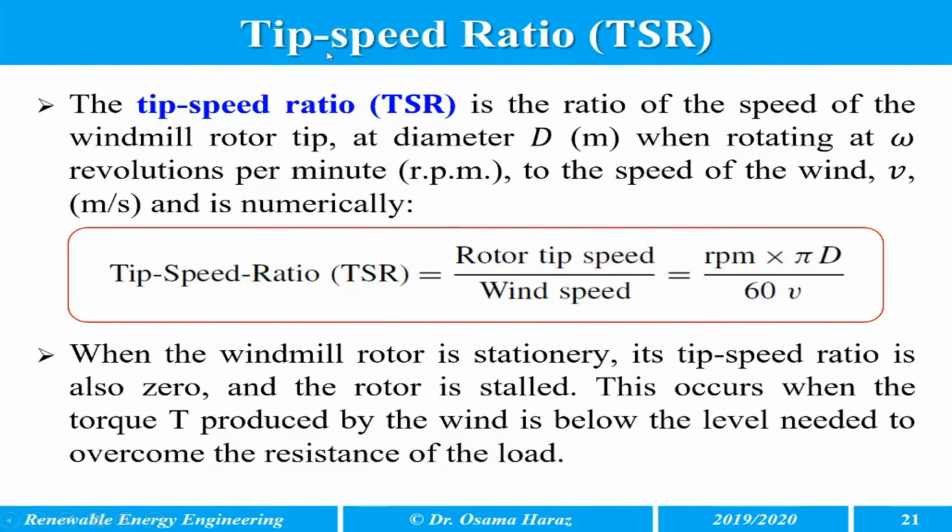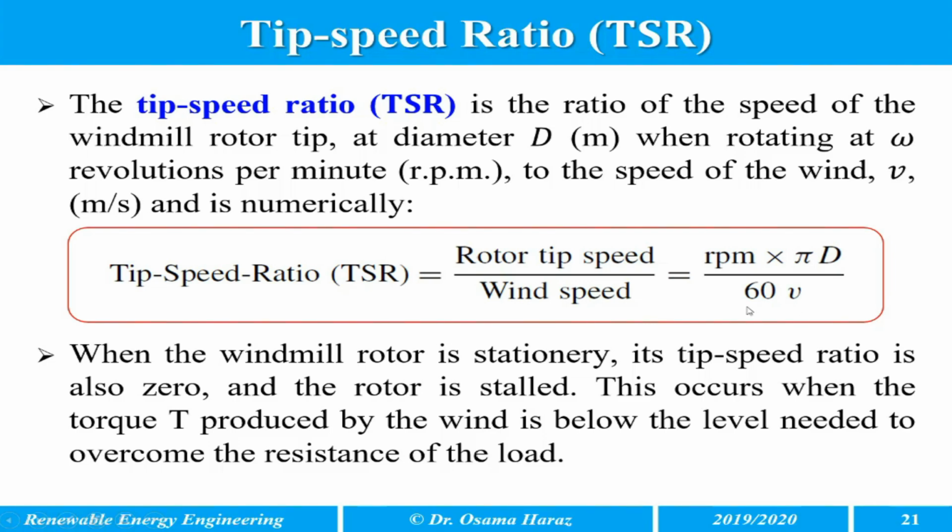Tip speed ratio, TSR. What is TSR, or tip speed ratio? It is the ratio of the speed of the windmill rotor tip, at diameter d in meters when rotating at omega revolutions per minute, RPM, to the speed of the wind v in meters per second. Numerically, TSR is the rotor tip speed over wind speed. Rotor tip speed is RPM times pi d over 60, divided by wind speed v.